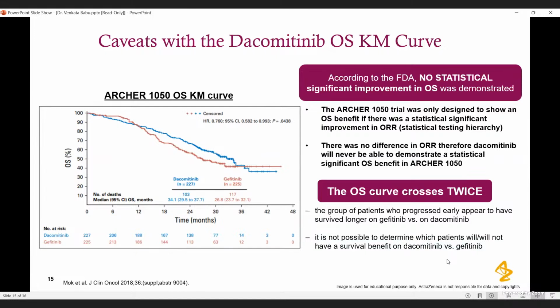And it has failed to do so. There was no statistically significant difference in the overall response rate. So we cannot actually calculate whether the overall survival is significant or not. So however good the value seems to be, if we really talk about the real value, it is not significant. Next slide, please.